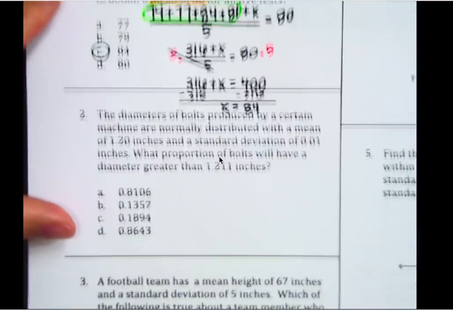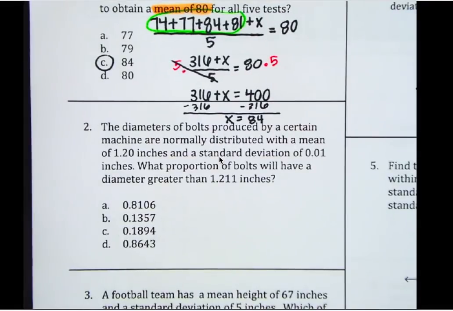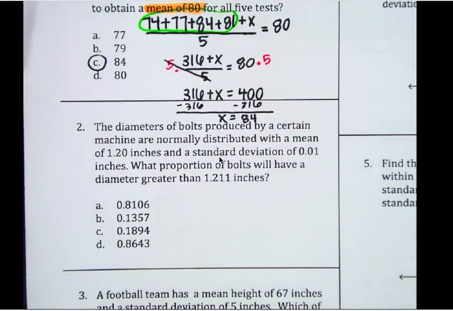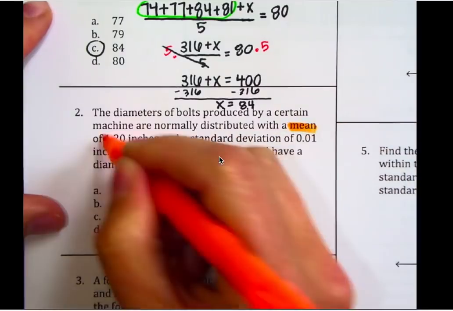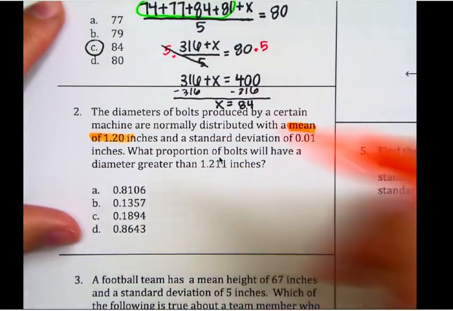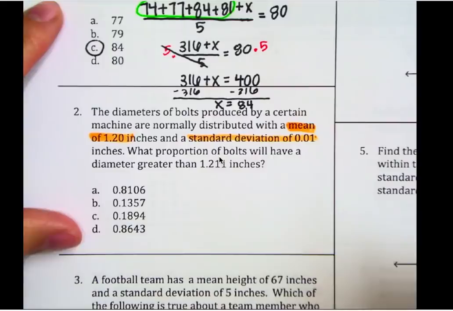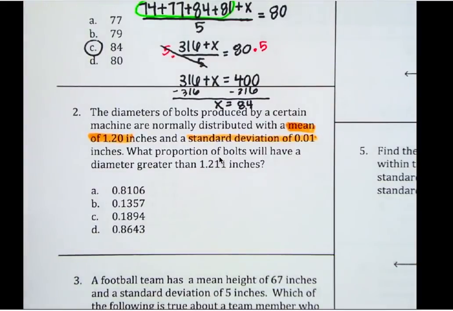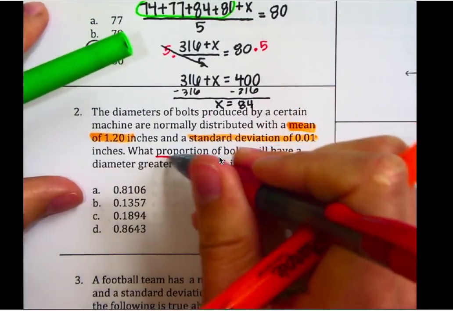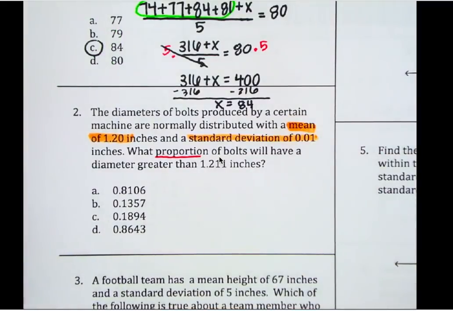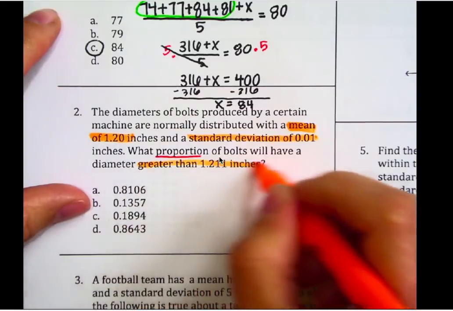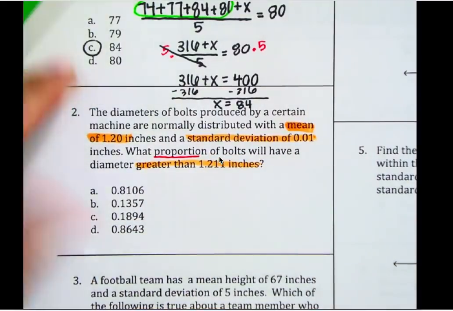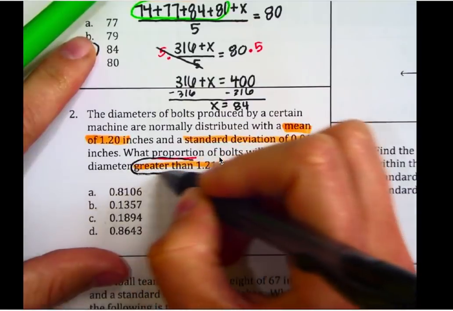Okay, number 2. The diameters of bolts produced by a certain machine are normally distributed with a mean of 1.20 inches, so they're giving us a mean so far, and a standard deviation of 0.01. What proportion of bolts will have a diameter greater than 1.211 inches? So this is very important. They want to know greater than.